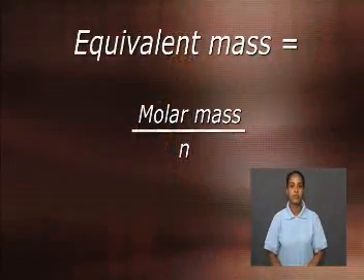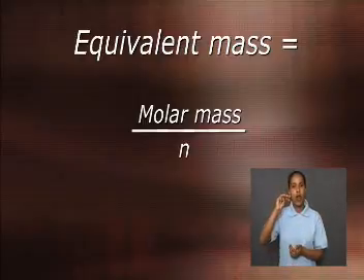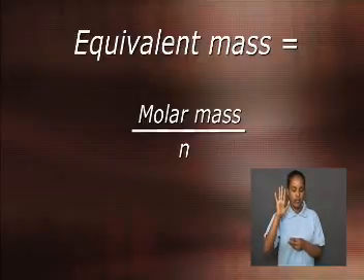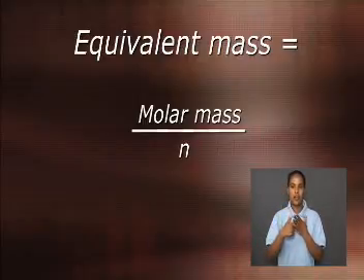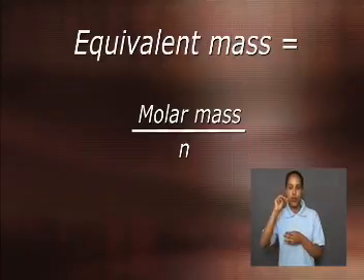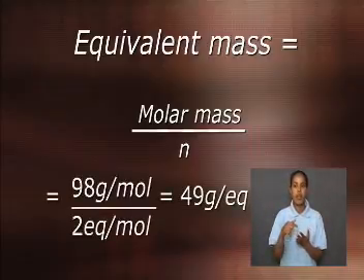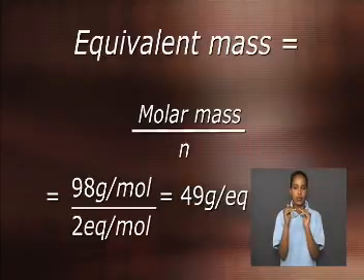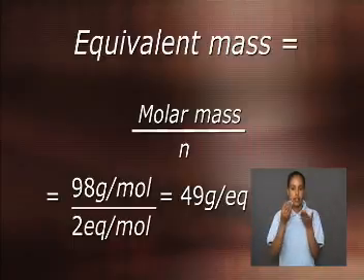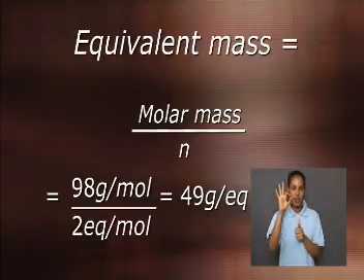Hello again, students. Let us work through this activity together. We know the molar mass of sulfuric acid is 98 grams per mole, and that it furnishes 2 moles of hydrogen plus ions. Therefore, N equals 2. Dividing the molar mass by N gives us the equivalent mass, which is 49 grams per equivalent.